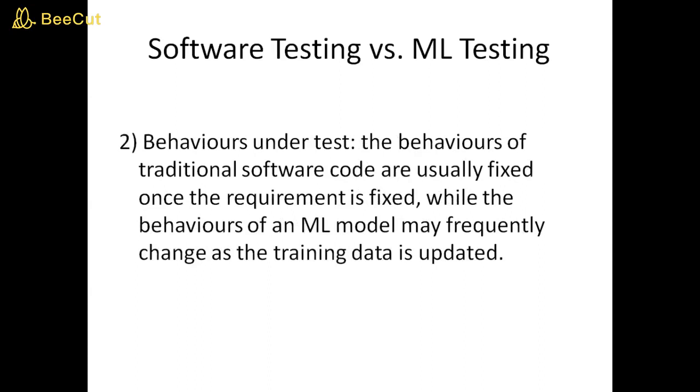Two: behaviors under test. The behaviors of traditional software code are usually fixed once the requirement is fixed, while the behaviors of a machine learning model may frequently change as the training data is updated.